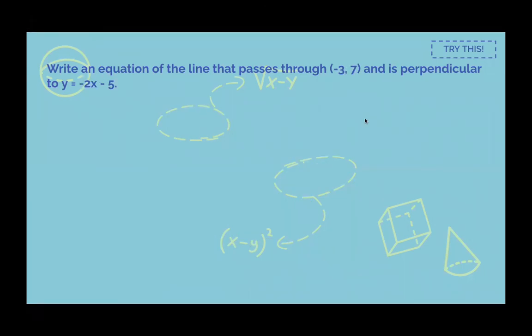One last one for you to try. We're going to write an equation of the line that passes through (-3, 7) and is perpendicular to y equals -2x minus 5. Go ahead and pause the video and unpause when you're ready.